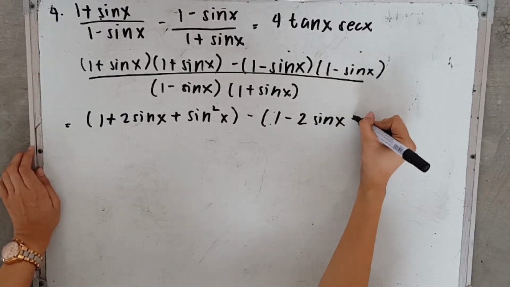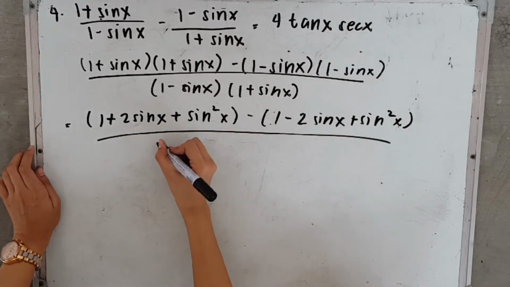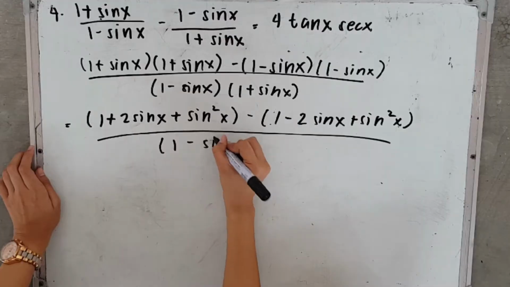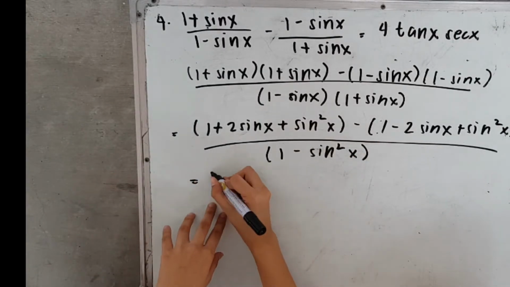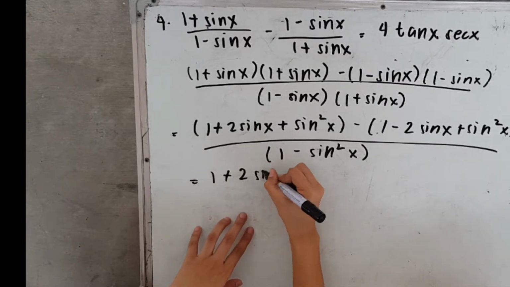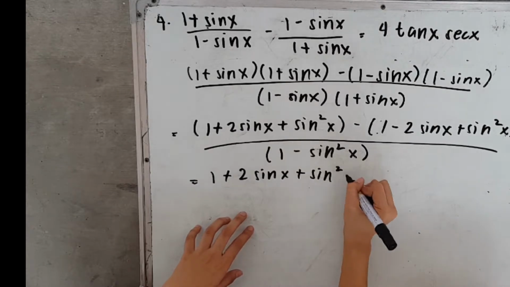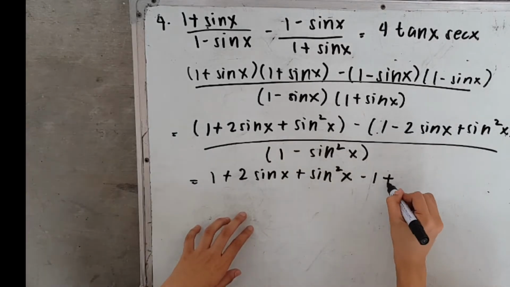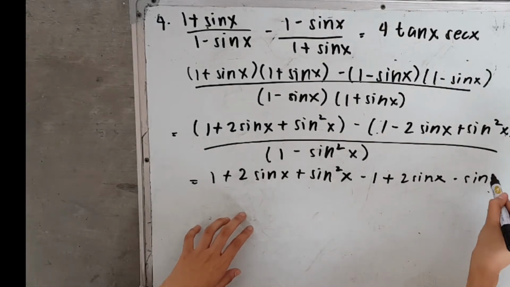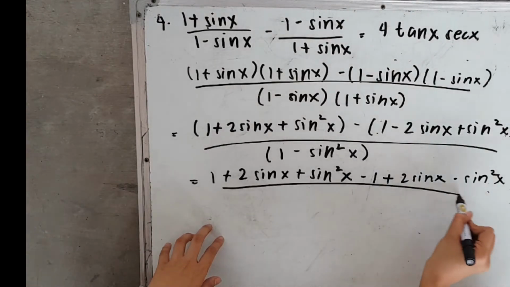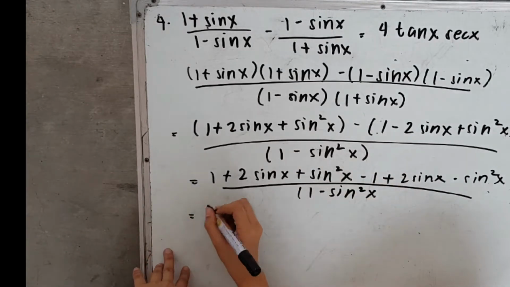The product of 1 minus sine x times 1 minus sine x is 1 minus 2 sine x plus sine squared x. We will distribute the negative in 1 minus 2 sine x plus sine squared x, so it will be negative 1 plus 2 sine x minus sine squared x. We now simplify the equation: 4 sine x over 1 minus sine squared x.